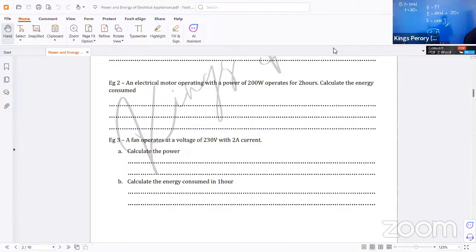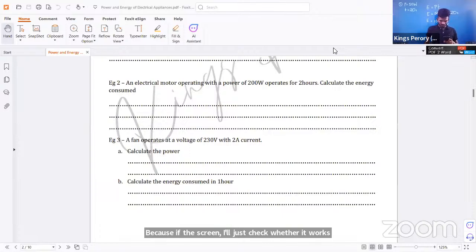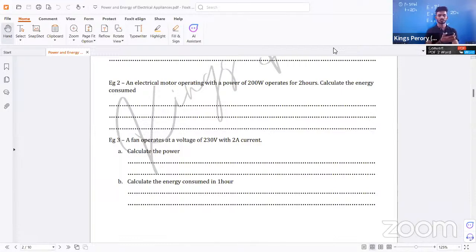I just saw an option in Zoom. While screen sharing, we can shift the screen. I'll just check whether it works. No, neither. YouTube people, hurry.